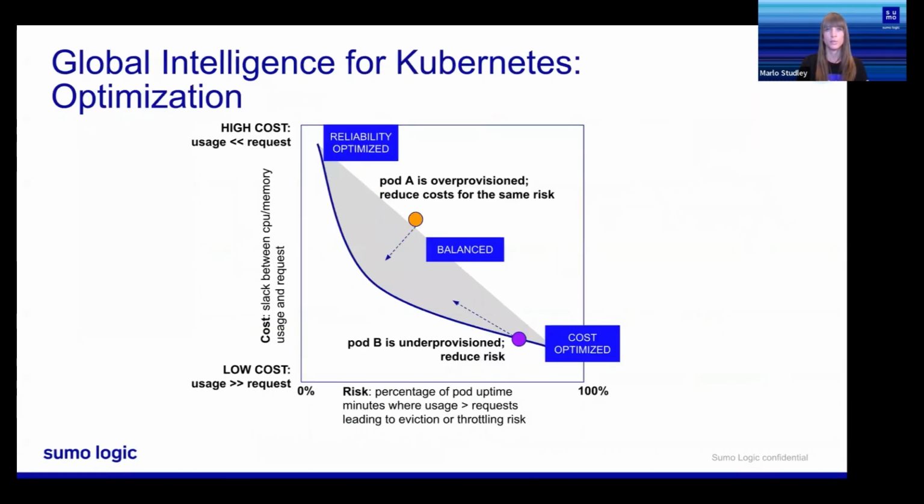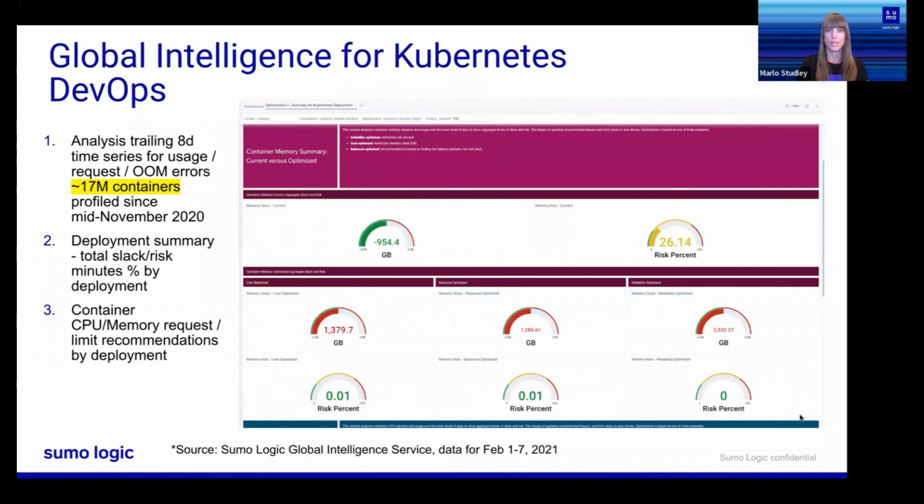With global intelligence, we can take historical data about your deployment and compare it to all our customers' deployments to provide recommendations based on cost, reliability, or a balance of both. These recommendations are based on Sumo's 8 days trending analysis and profiling of around 17 million containers since November of 2020. This dashboard summarizes that analysis via risk percentages and comparisons of balanced versus reliability versus cost-based deployment approaches.